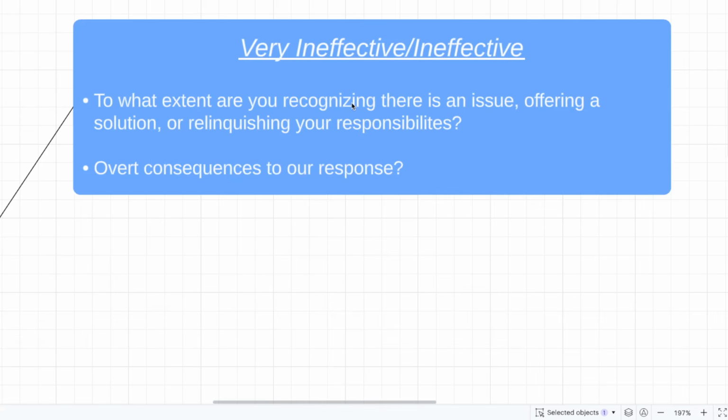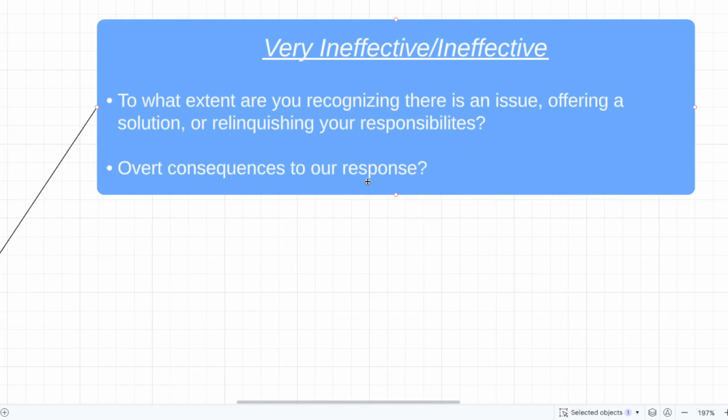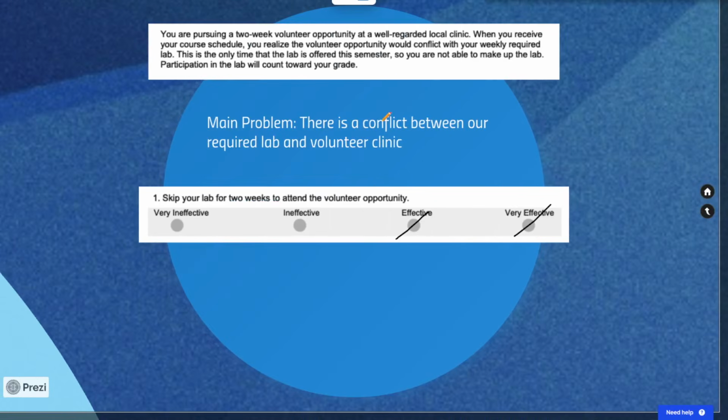So let's look at this. Are we recognizing there's an issue? Are we relinquishing our responsibilities? And are there any overt consequences to our response? It told us pretty clearly that we can't make up the lab and it counts towards our grade, right? And we're skipping our lab. So there's probably going to be some overt consequences here. Furthermore, we're giving up on our responsibility to attend the required lab. So this one's going to be very effective. Okay, sorry, very ineffective. And that's the thought process to work through each of these questions.